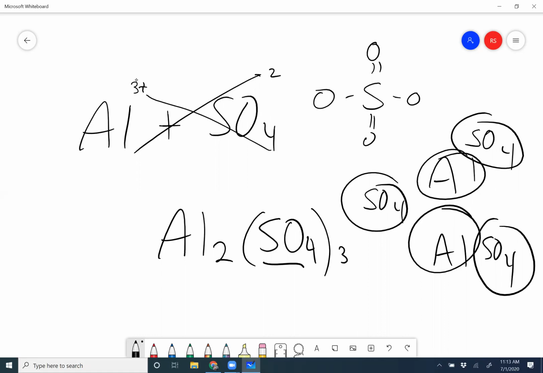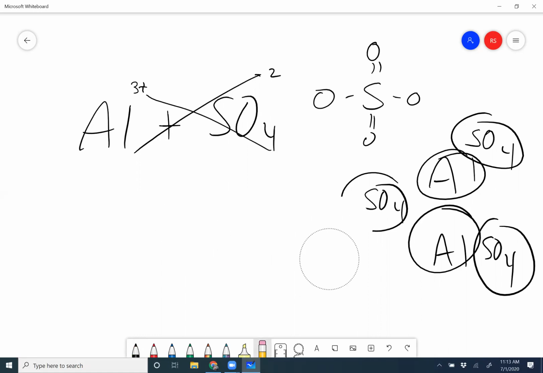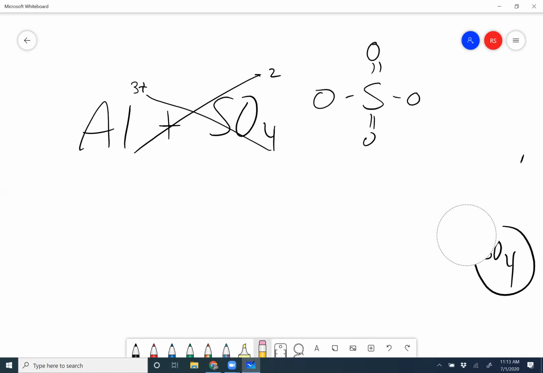If you have more than one polyatomic ion, you want to use parentheses around it. You just don't want to change the numbers on it. We'll talk more about polyatomic ions in the next chapter when we talk about naming and all that kind of stuff.